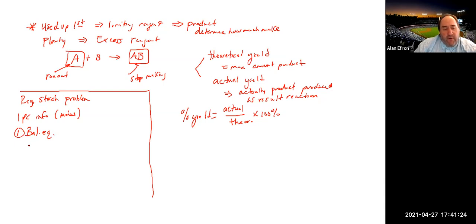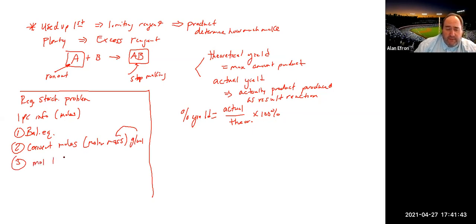We convert to moles. And again, we convert to moles using the molar mass from the periodic table. And that'll be grams per mole, right? Just the molar mass. We then do the stoichiometry part, which is go to the balanced equation and find that mole to mole relationship. And lastly here, we sometimes have to do number 4, which is convert from moles to some other units.